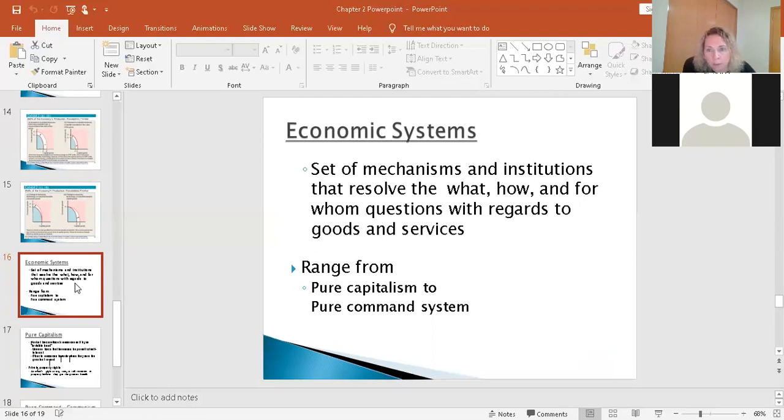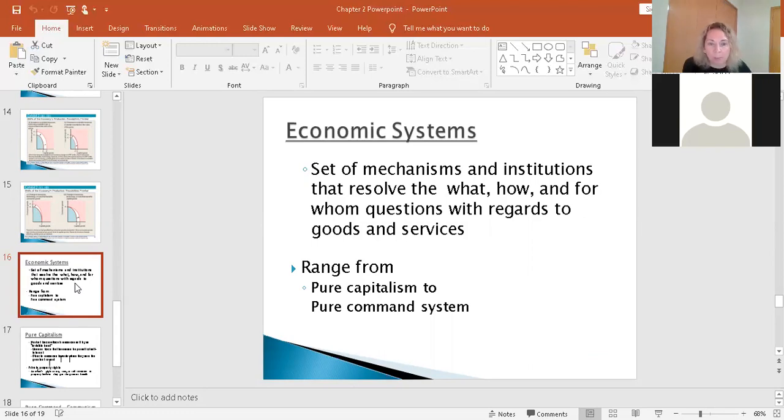So economic systems by definition are the set of mechanisms and institutions that resolve the what gets produced, how it gets produced, and for whom it gets produced questions with regards to goods and services. This varies greatly from system to system. But the way that we look at this is on a spectrum.